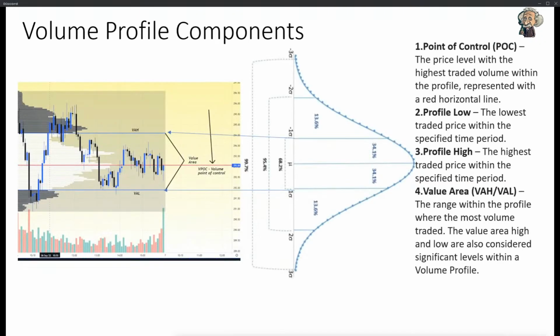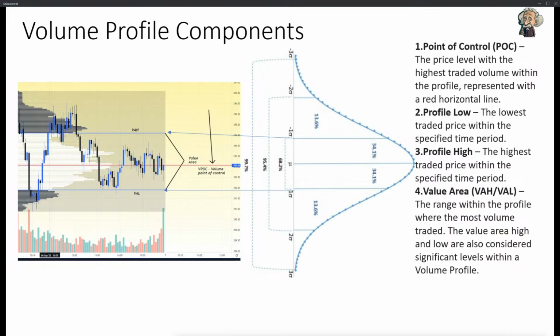So this is what it looks like. The components of it: you will have the value area, which is basically the 68% of the volume where it's been traded. If you look at the bell curve here, 34, 34, 68.2. So we have 68% of volume traded between the extreme value area high and value area low, and the POC is always going to be in between.